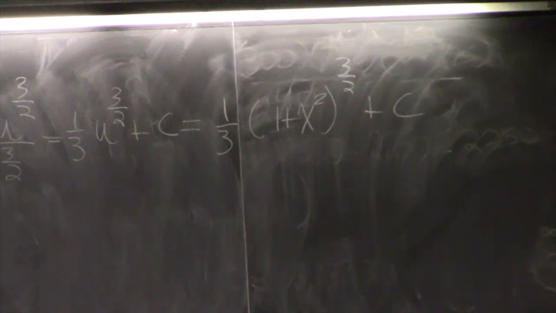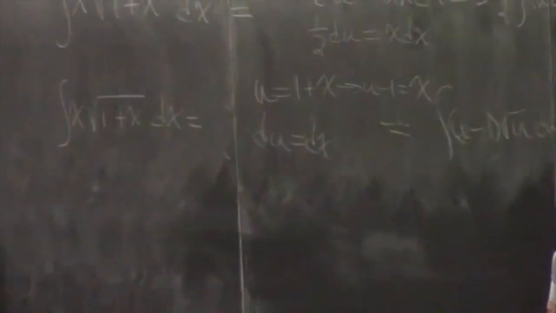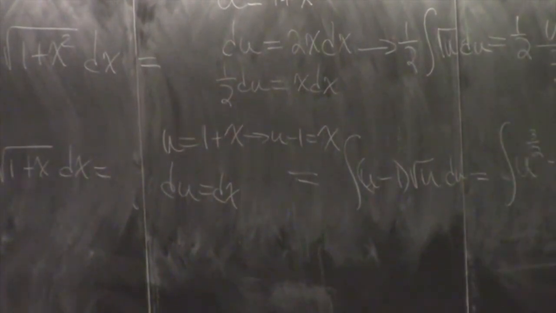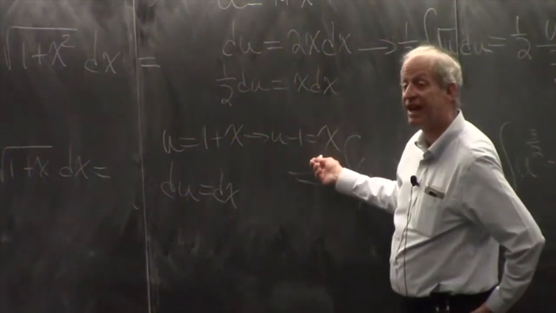Well, let u equal 1 plus x. du is dx, right? But what about this x here? Well, u minus 1 is x. So this now becomes the integral of u minus 1 times the square root of u du. It's the integral of u to the 3/2 minus u to the 1/2 du. Isn't that clever?